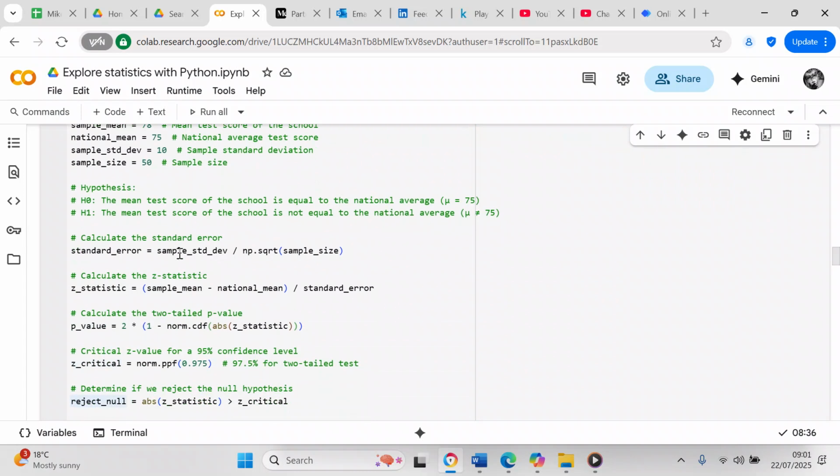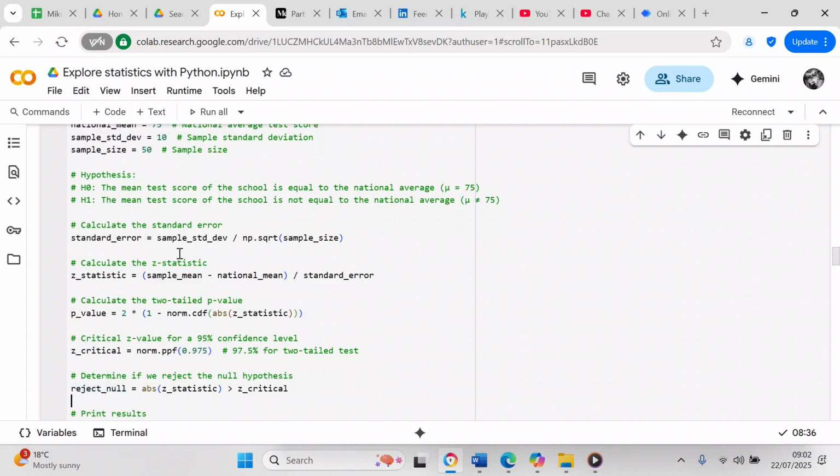Now we're going to calculate the z-value for a 95% confidence level. z-critical equals norm.ppf, which I think is the percent point function, brackets 0.975, because 0.975 is half of a two-tailed test: half of 5% on each side makes up the two-tailed test.